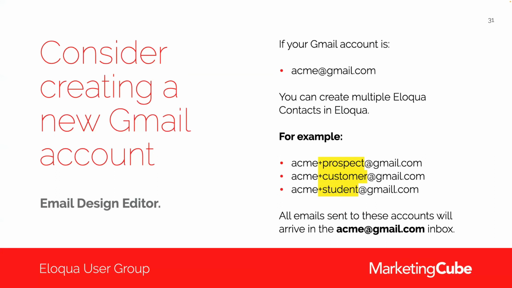Then you're able to use those accounts to send a test email. The nice thing is, whatever you send to Acme plus prospect at gmail.com, all of those test emails will come into the same inbox at acme@gmail.com. So this makes the testing process a lot easier. It enables you to test in a real-life scenario where you've actually got an email arriving in the inbox, versus doing it purely within Eloqua.